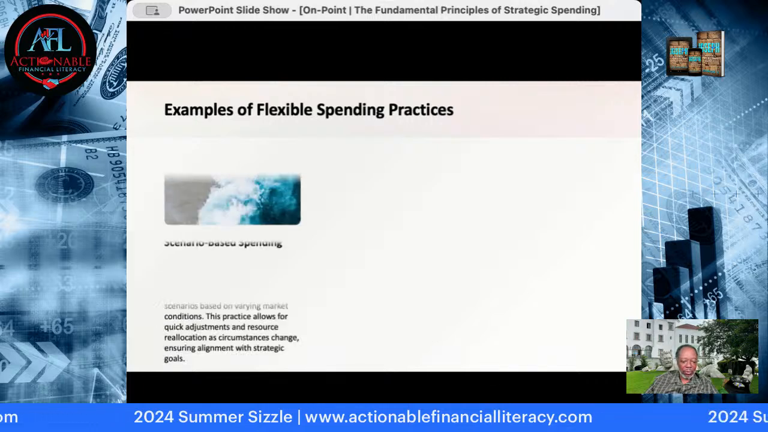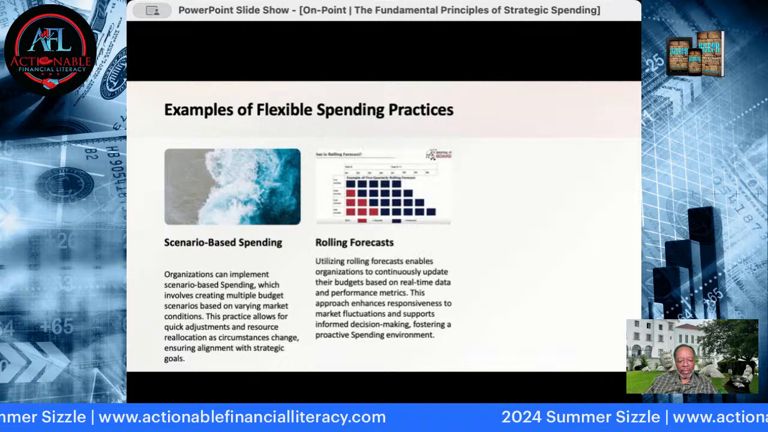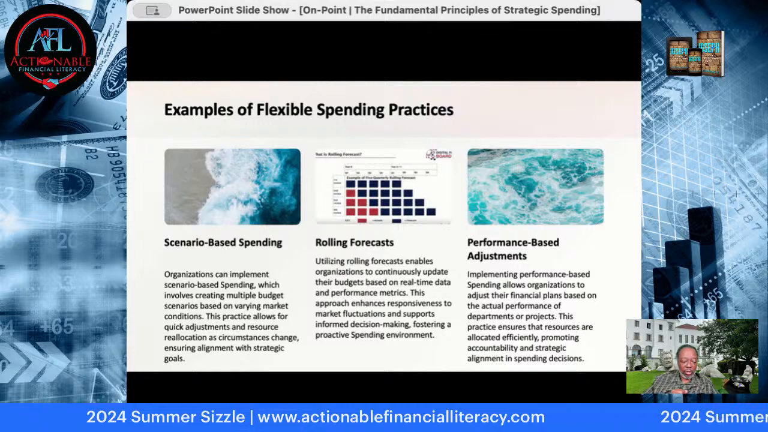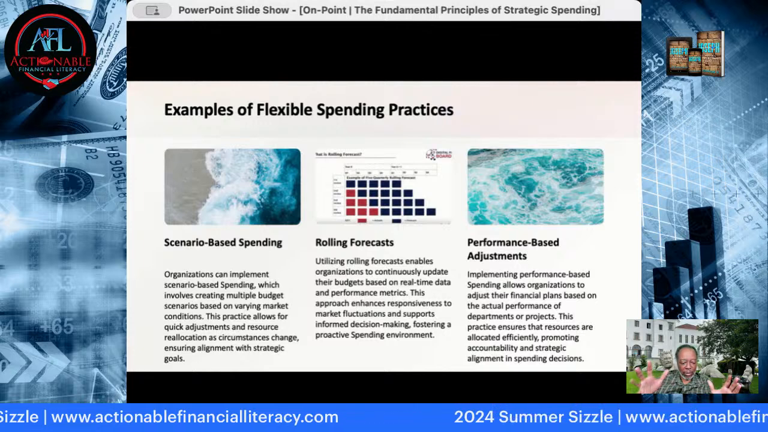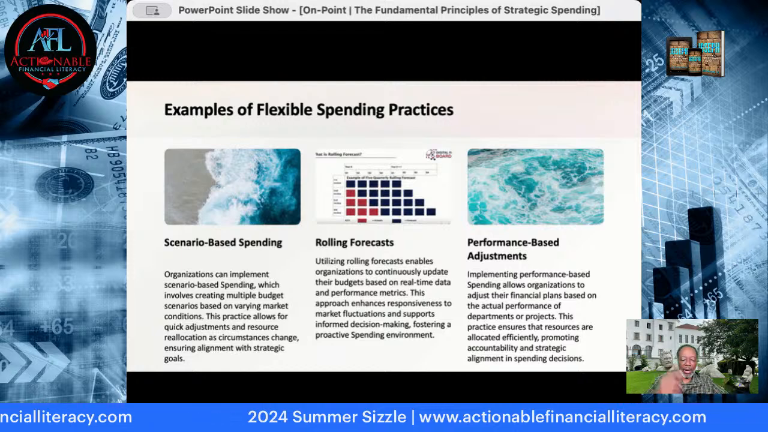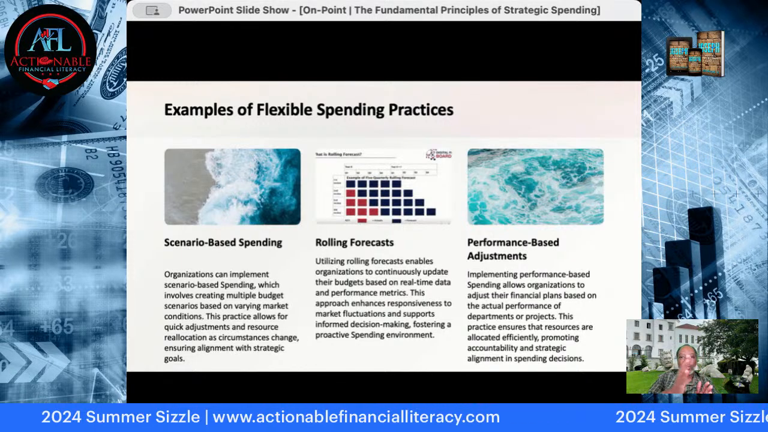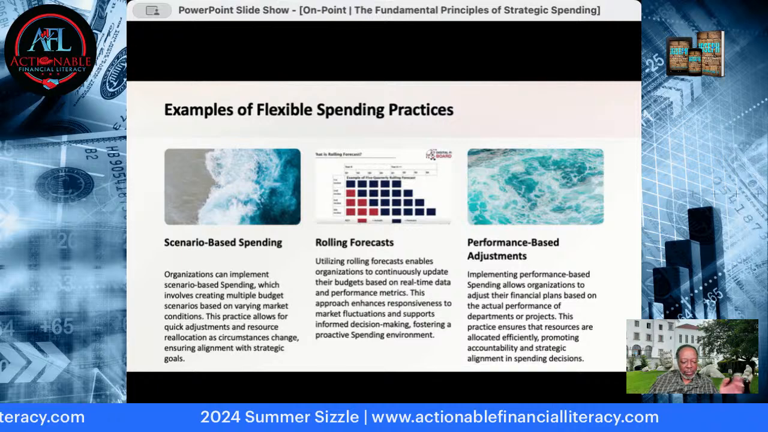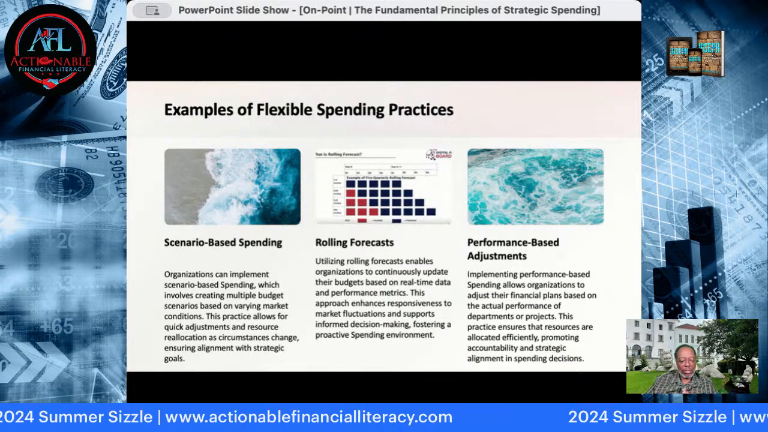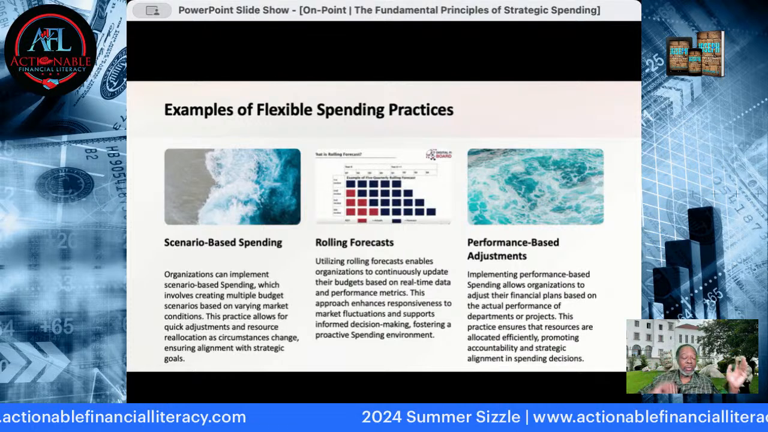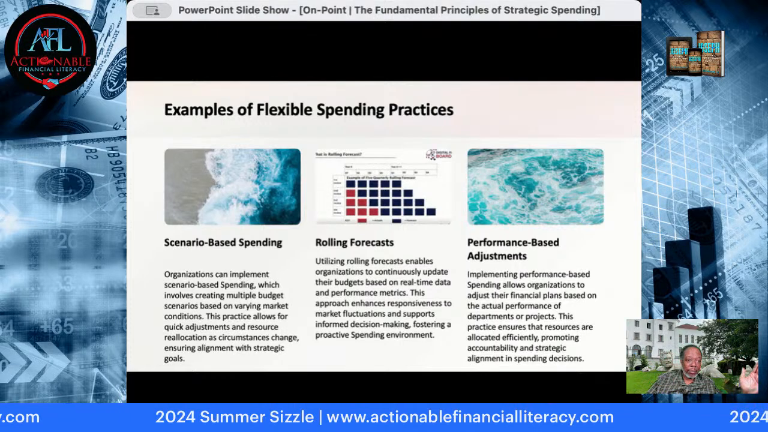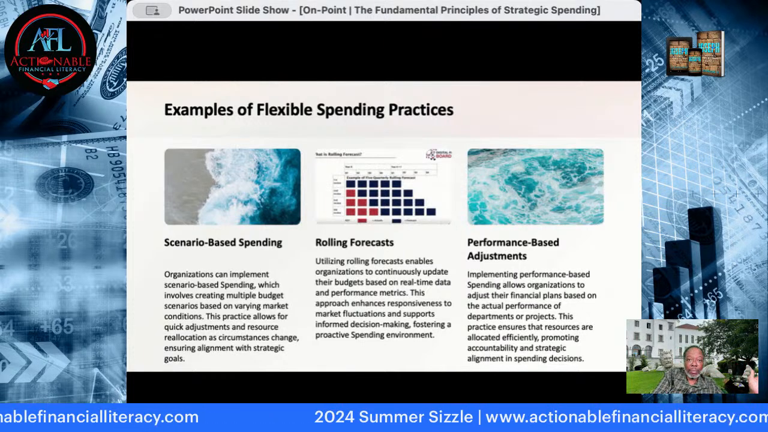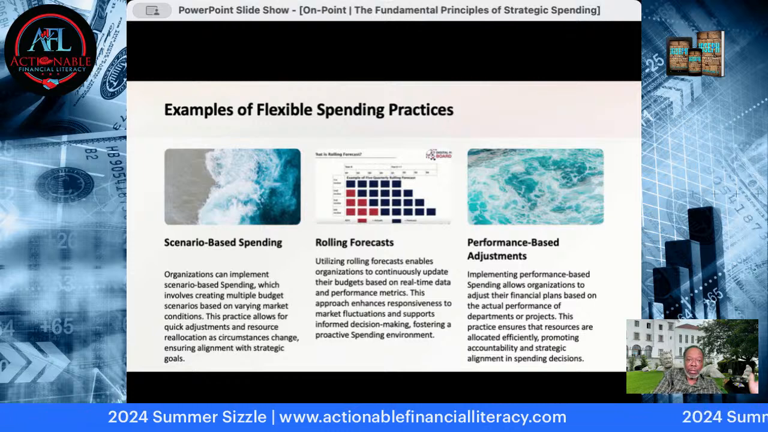Now, as we press on, let's look at some examples of flexible spending practices. There's scenario-based spending, there are rolling forecasts, and then there are performance-based adjustments. So scenario-based, you're looking at organizations that implement scenario-based budgets. You want to create multiple budgets, multiple ways of spending those funds. You look at maybe your spending practice over a quick adjustment. Circumstances may change. Maybe alignable goals. So I mentioned that if you want to take a vacation in December and you had the funds already set, but then there's a sale that comes up on airline tickets, you want to take advantage of that.